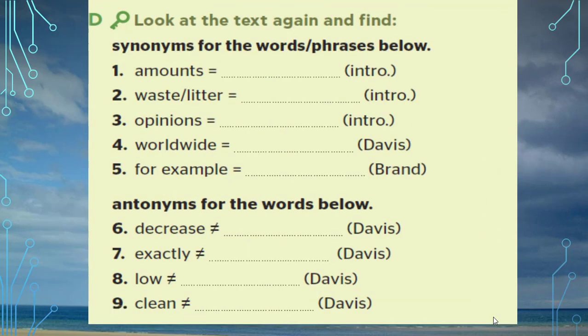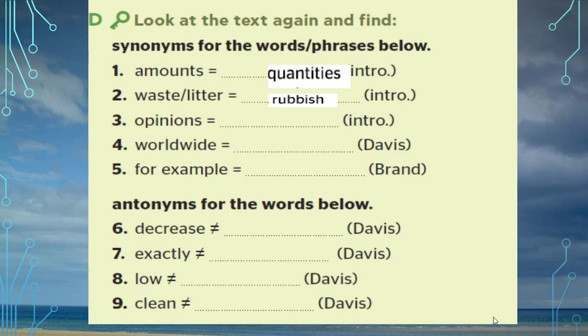Now, let's move to question D. Look at the text again and find synonyms of the words or phrases below. Amounts, number one, which we'll find it in the introduction. The synonym, يعني المرادف لكلمة amount, is quantities. Number two, waste or litter, which is also in the introduction. The answer is rubbish. Number three, opinions.